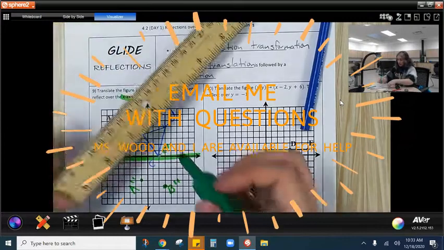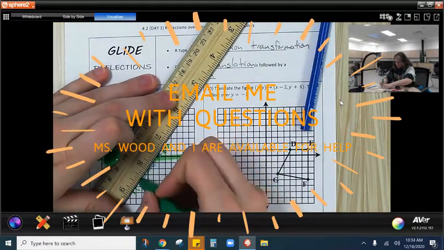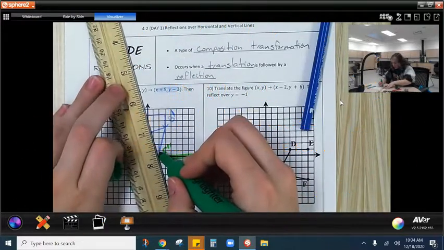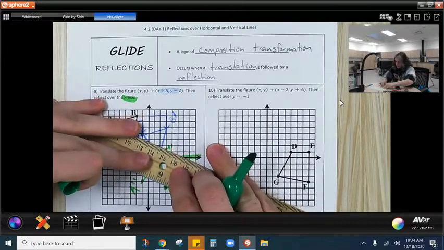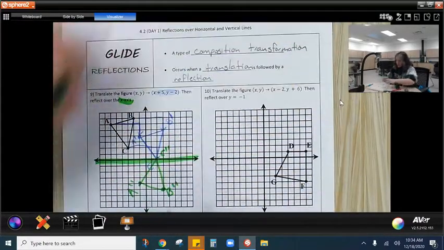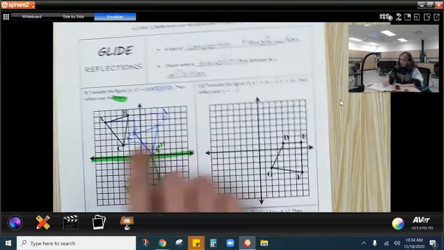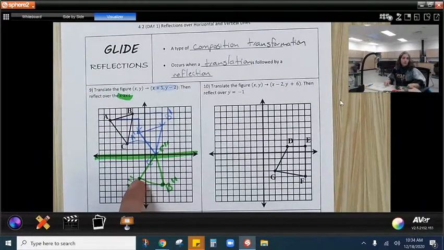So our new triangle is right here. Doing my best to keep straight lines. There we go. So that's our new triangle, and this is our final one: A double prime, B double prime, C double prime. And like I said, that's a double prime.